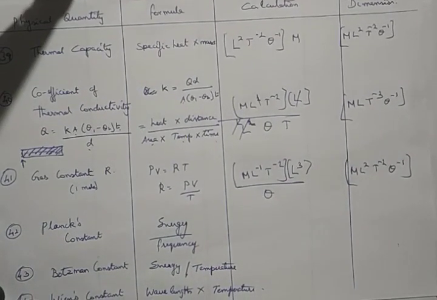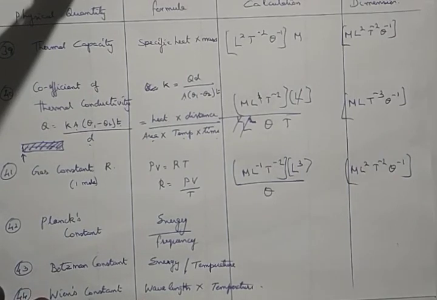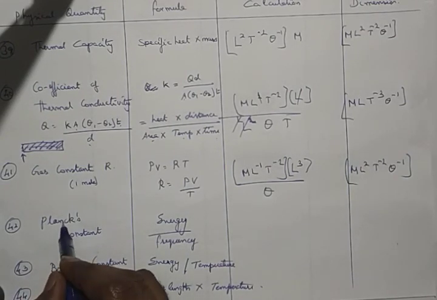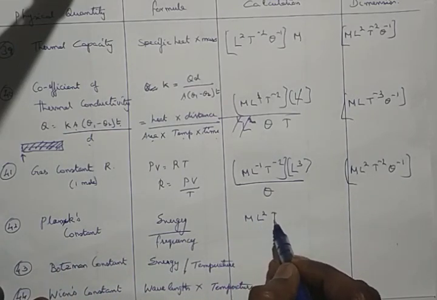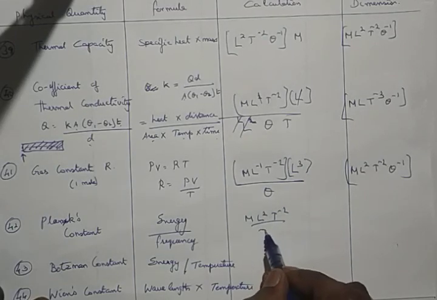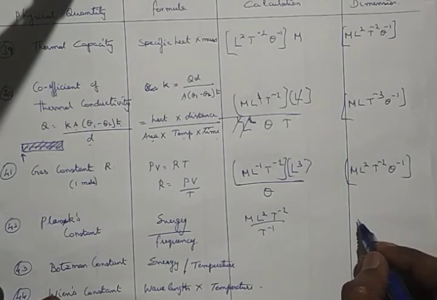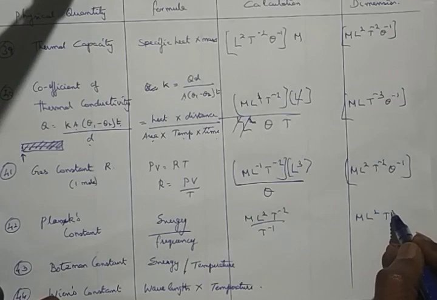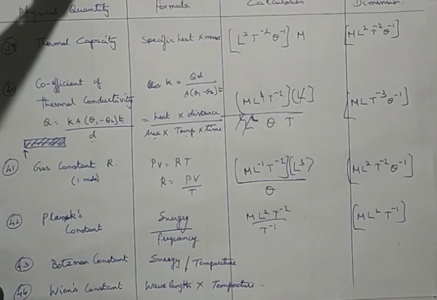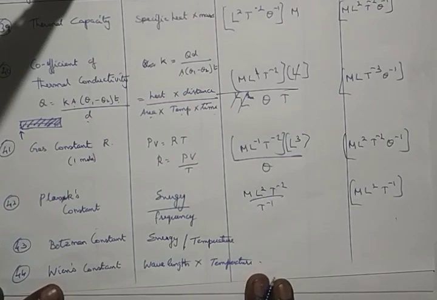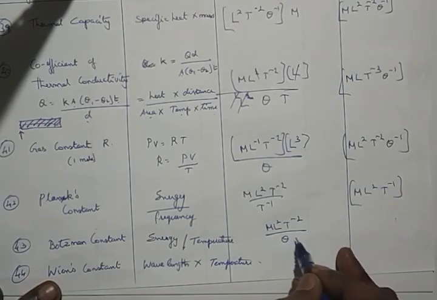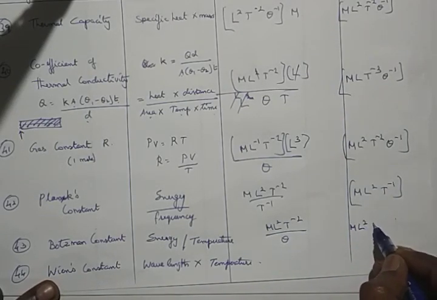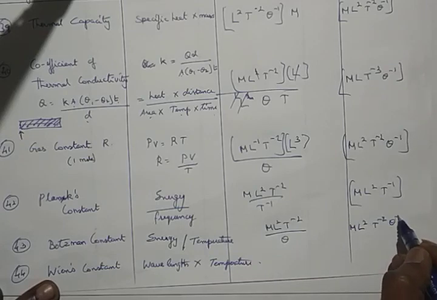Similarly, there are a few other constants which will be coming in the heat chapter. Planck's constant, there is no C here. Planck's constant is energy upon frequency. It is ML2 T minus 2 upon frequency, which is T minus 1. When this T minus 1 is cancelled, you get ML2 T minus 1 as the final formula. Boltzmann constant is also another formula which will be coming. Energy upon temperature, so ML2 T minus 2 upon theta. So it is ML2 T minus 2 theta minus 1.